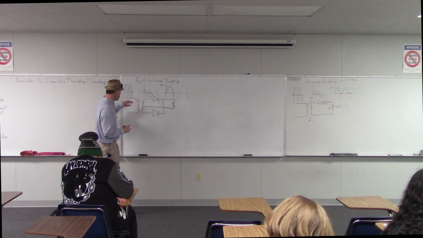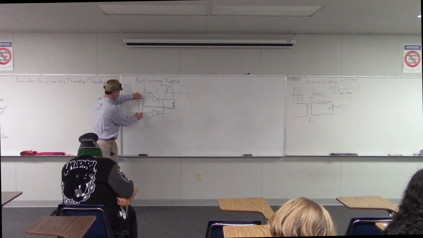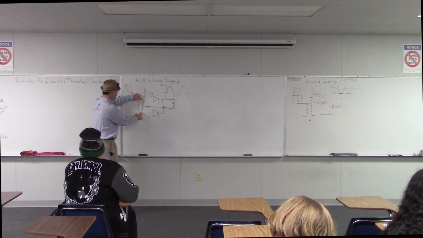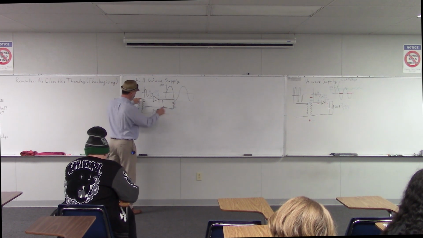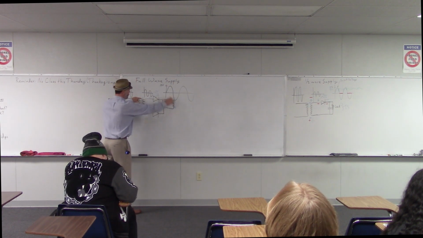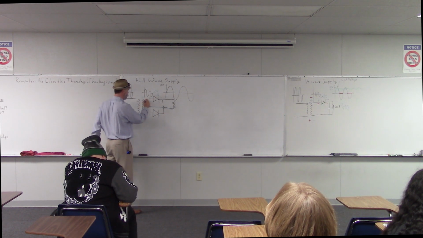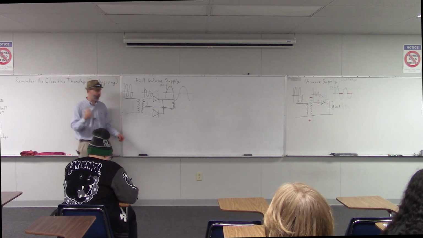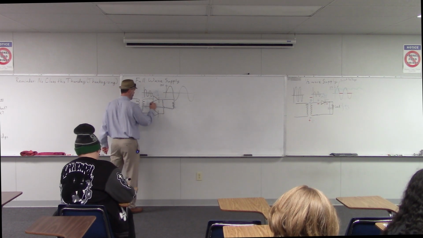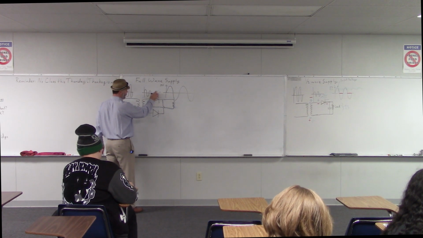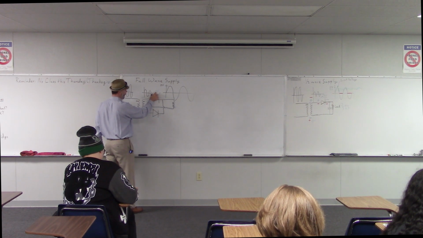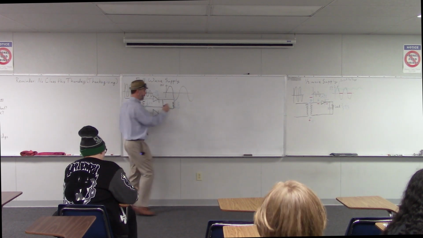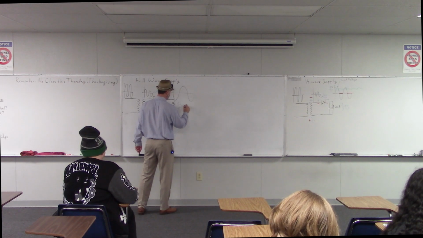Now, we said we had 10 volts peak here, but this electricity isn't flowing to the bottom of the transformer, it's flowing to the middle of the transformer. So how much voltage would we have between the top and the middle there? 5 volts, exactly. We got 5 volts there, and we're losing 0.7 across this diode. So how much voltage do we have left across our load? 4.3, exactly.